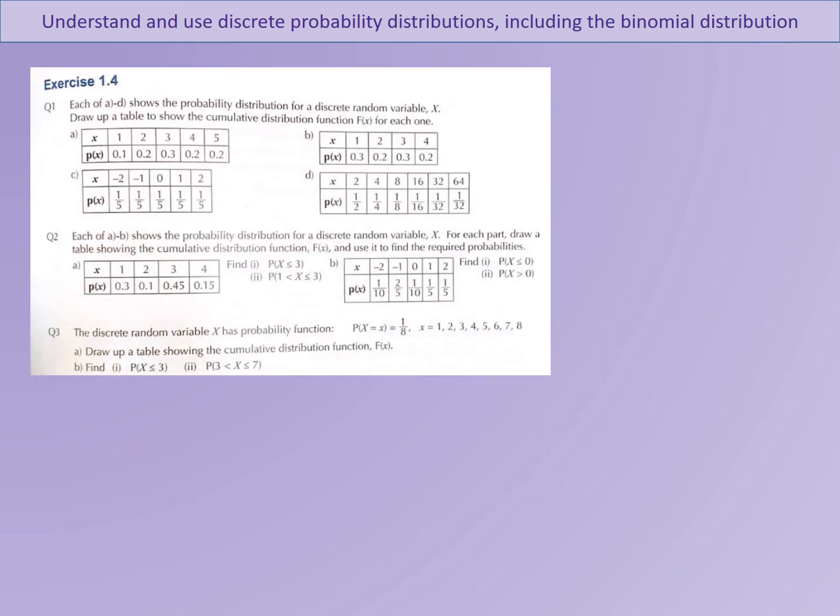For exercise 1.4, which is on page 185, in these questions they've given you the distribution function in its table form, but you need to complete a cumulative distribution function. So let's take question 1, part A. So you've got all of your outcomes x, and then instead of p of x, we want F. That's what's written in the question for this, the cumulative function.